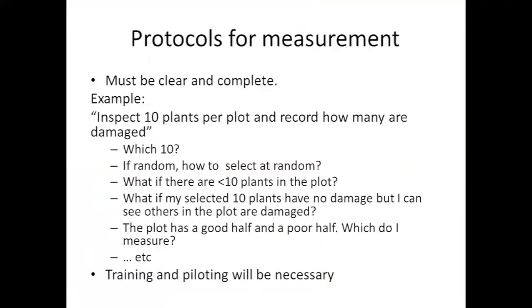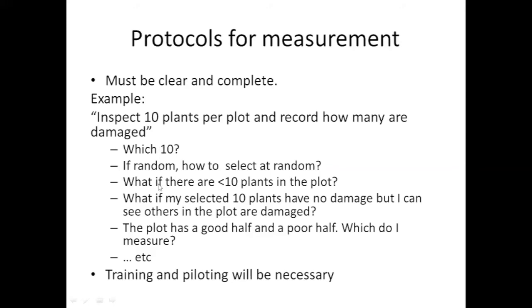Once you've decided what you're going to measure, then you have to be clear about the protocol for measuring it. And that's sometimes quite tricky to do. Here's an example to do with measuring damage due to pests and diseases. The protocol said, inspect 10 plants per plot and record how many are damaged. That sounds quite straightforward, doesn't it? I'm going to inspect 10 plants per plot and record how many out of 10 are damaged.